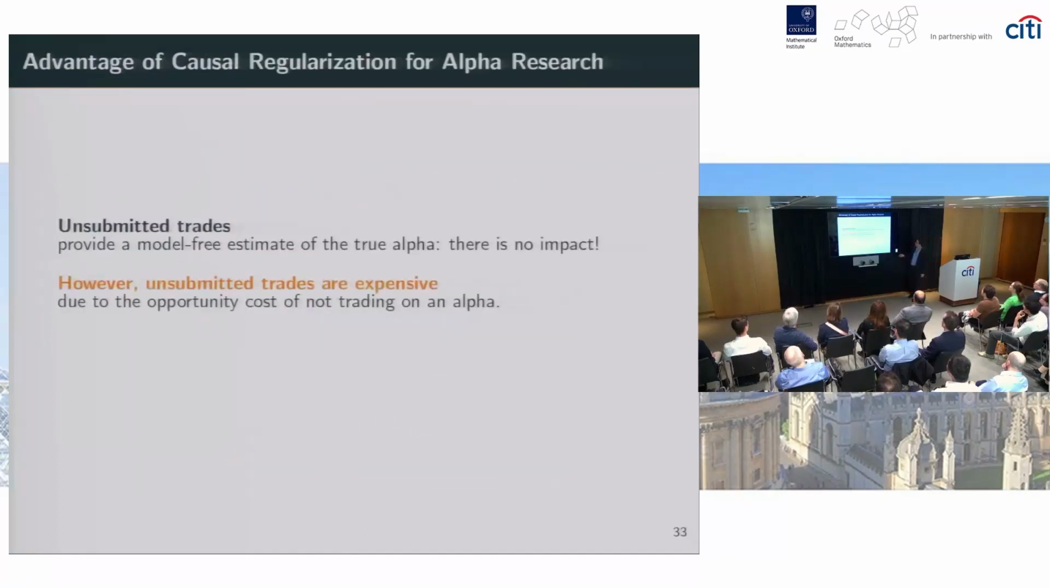You just randomly not submit trades, measure the alpha on those, and you can't just do that because it's too expensive. Not submitting trades, you can't just not submit 20% of your flow. But with causal regularization, maybe you can not submit 4% of your flow and still get a reasonable estimate of your alpha. And it's a model-free estimate of your alpha, meaning it's robust to any price impact model.